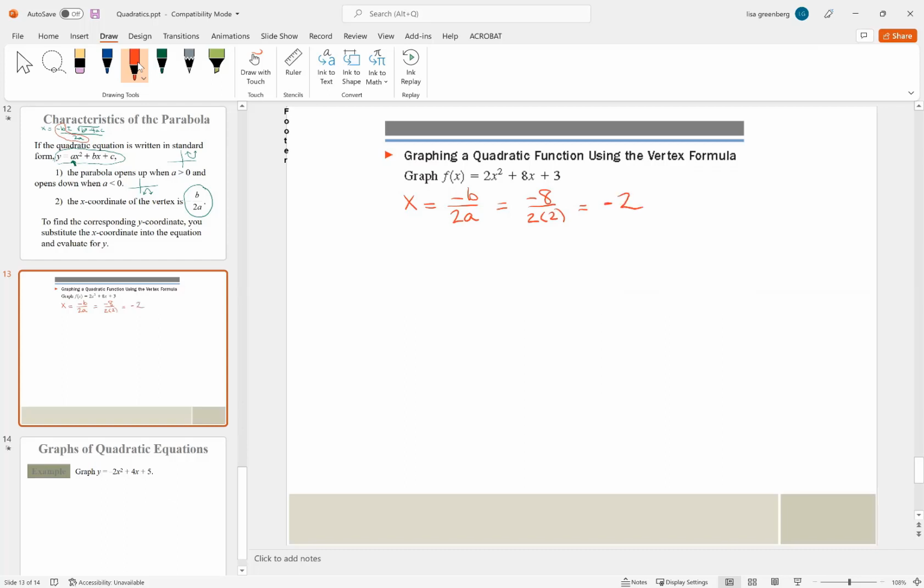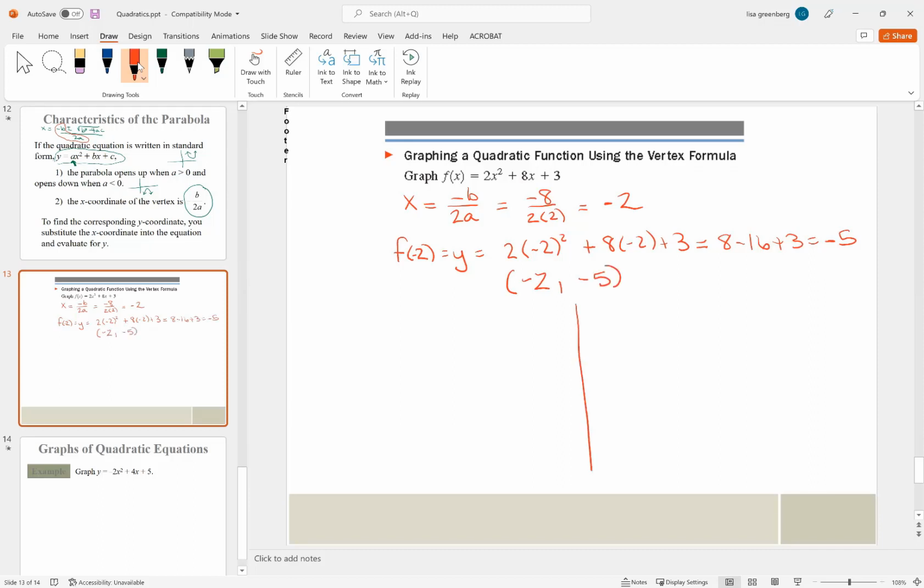And then if I want to find my y value, or f of negative 2, which is the same as my y if I'm going to graph it, I would just say this is 2 times negative 2 squared plus 8 times negative 2 plus 3, which is 8 minus 16 plus 3, which is negative 8 plus 3, which is negative 5. So now I found my vertex is negative 2, negative 5, which is very helpful.